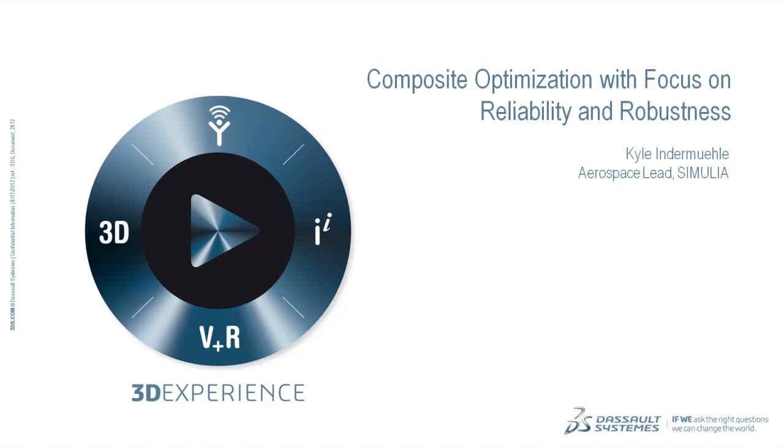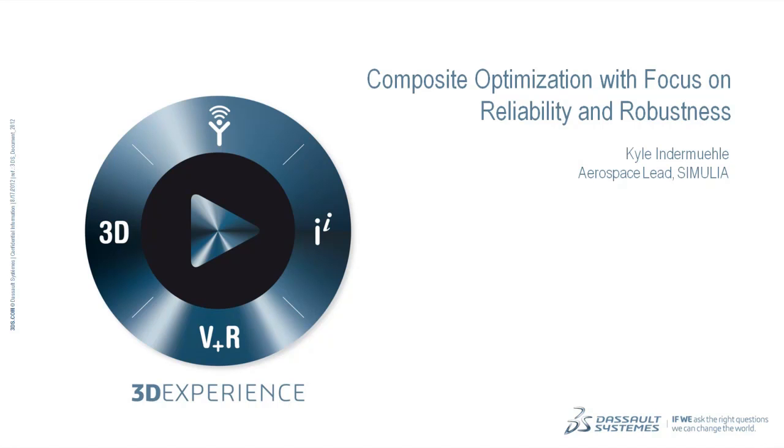Our speaker today, Kyle Indermuhle, will talk about the latest technology methods used to apply simulation process automation and design optimization to improve the efficiency and the effectiveness of the product development process. This webinar will also include a discussion optimizing a composite winglet, focusing on strength and composite failure, as well as the full process for automating the evaluation and creation of robust and reliable designs.